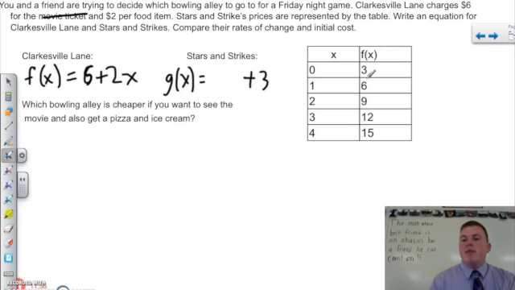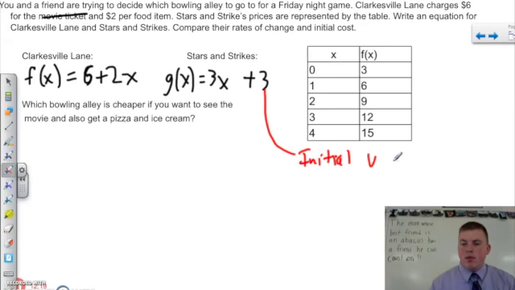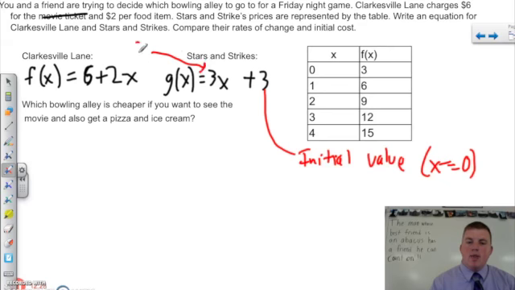Now I have to see what's happening every time. In this example, I go from 3 to 6 to 9 to 12 to 15. Each time I'm going up by 3. So as x increases, I am going up by 3 every time. So just to recap, this is my initial value, and I found that by looking at where x is equal to 0. And then this is my change every time.